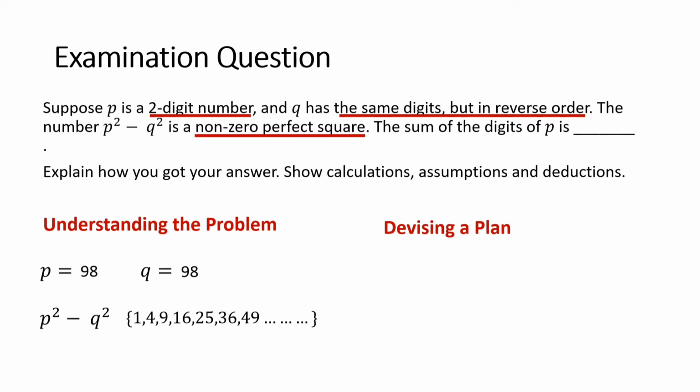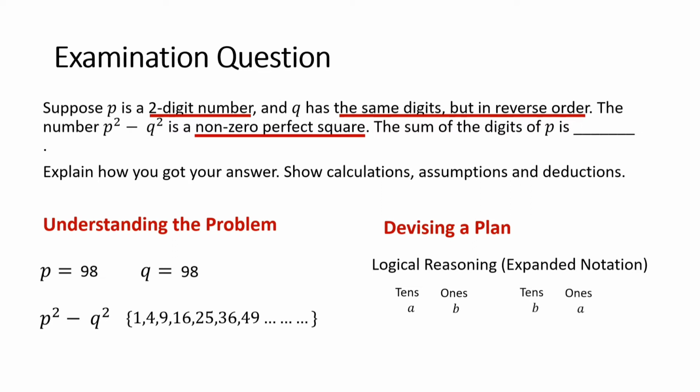Let us try another approach. This time we are going to look at logical reasoning with the use of expanded notation. Suppose I assume that P has the digits A and B. That is, A is in the tens position and B is in the ones position. This means that Q would be the reverse. That is, B will be in the tens position and A will be in the ones position.